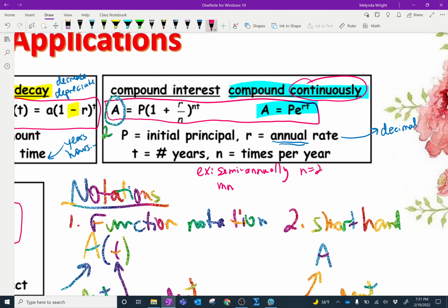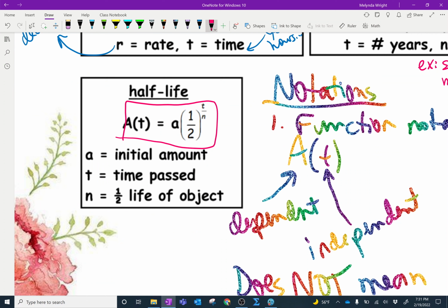Okay, so the last one that we're going to look at is something called half-life. We're going to know to use this formula when it says half-life. It has to use those words, half-life. And half-life has a half in the formula. So hopefully if you see half-life, you'll say, oh, that has a half. That's the one I need to use.